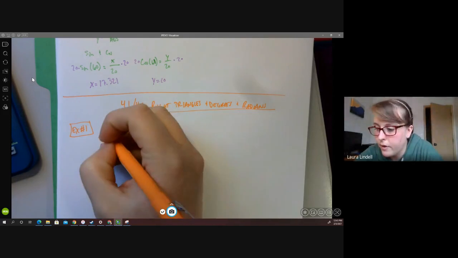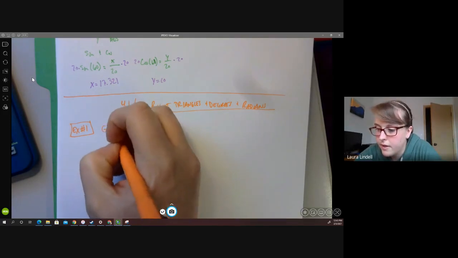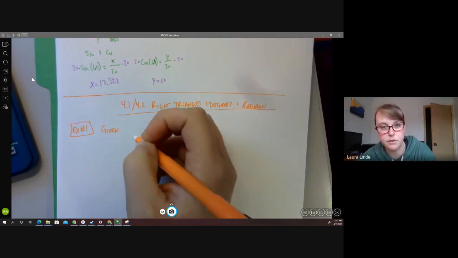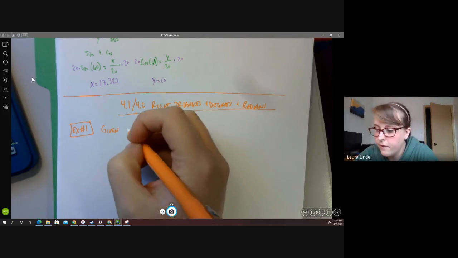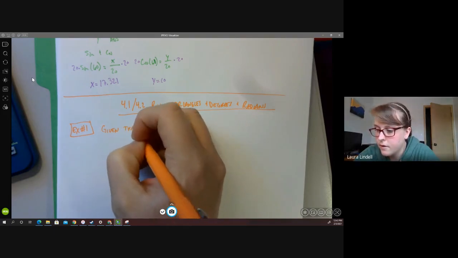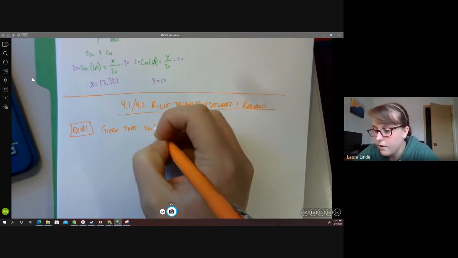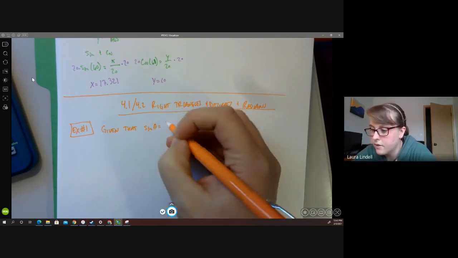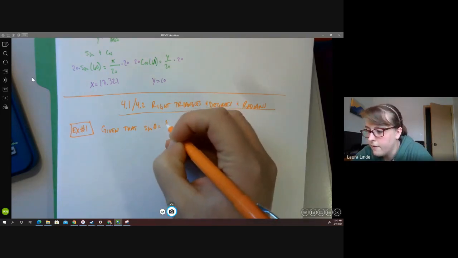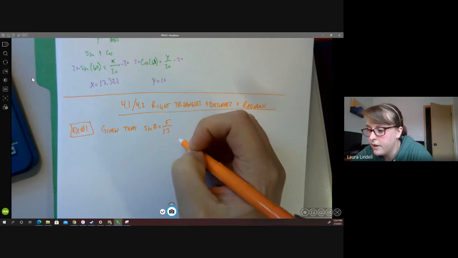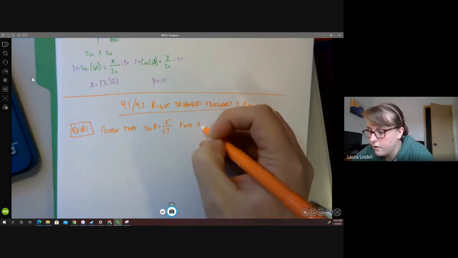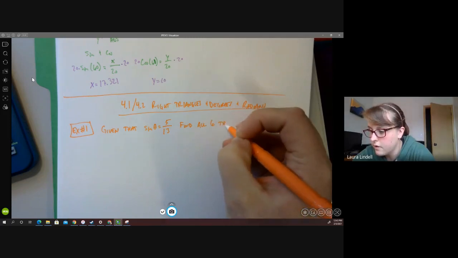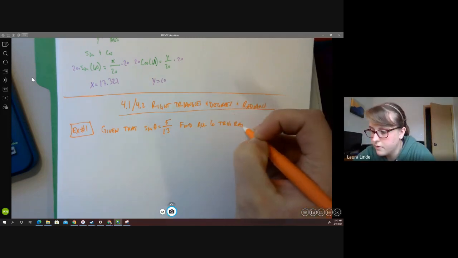So we're going to start off with a slightly different style of problem, but very similar to the ones that you did in M5. We're given that sine of theta is 5 over 13. Find all 6 trig ratios.